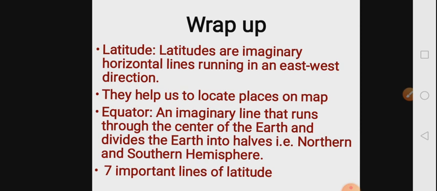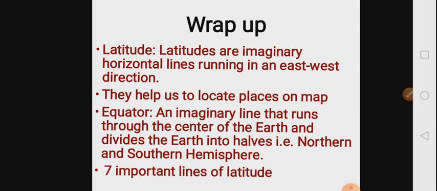We use latitude and longitude to help locate places on the map, because without them it would be very difficult to locate countries and regions on the map. The equator, which is an imaginary line, divides the earth into 2 parts. The upper part is called the northern hemisphere and the lower part is called the southern hemisphere.